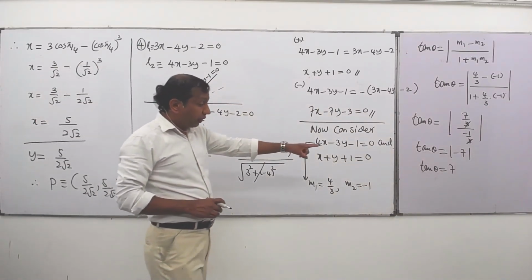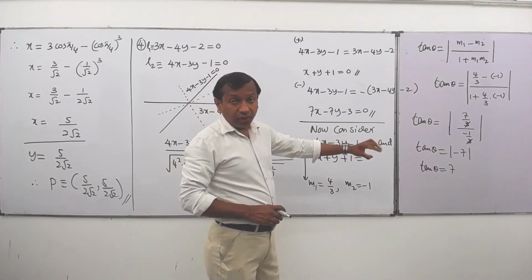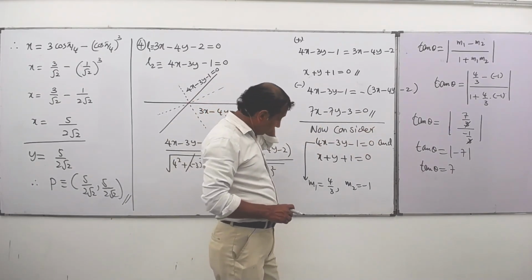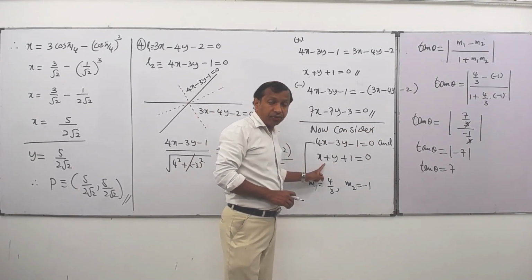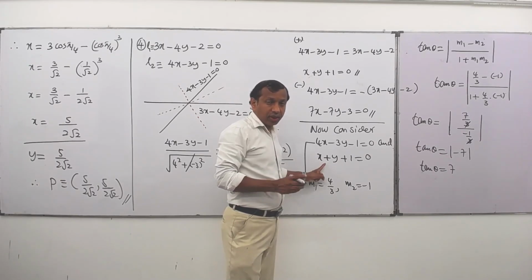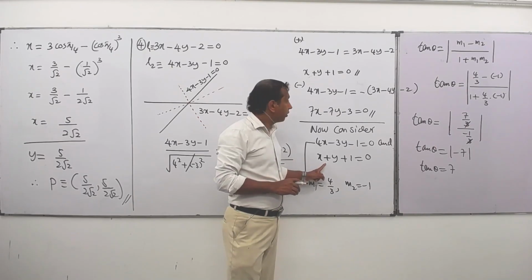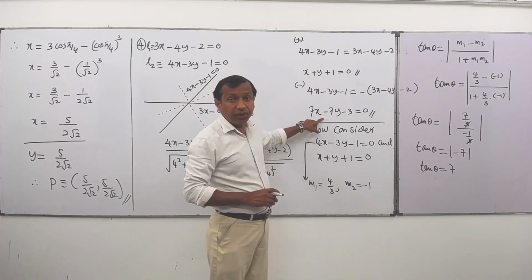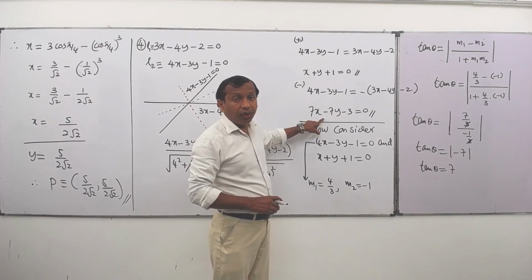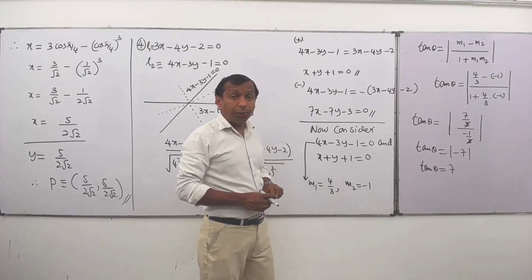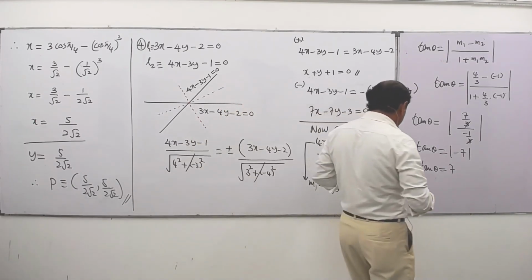Then we get for tan theta a value more than 1. That means this bisector is the obtuse angle bisector between the two lines given. Then the other bisector, this one, should be the acute angle bisector. Then you have tried inverts, therefore, acute angle bisector is this. This should be obtuse angle bisector, right?